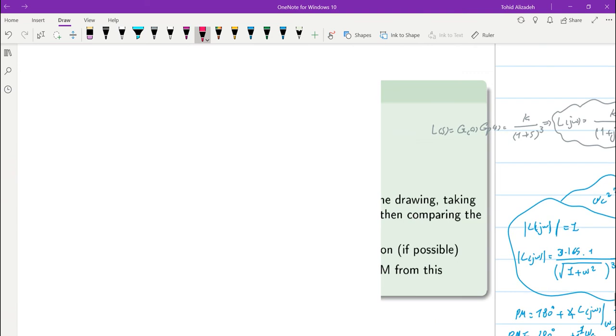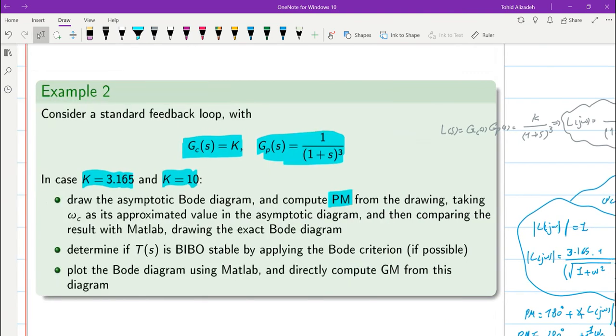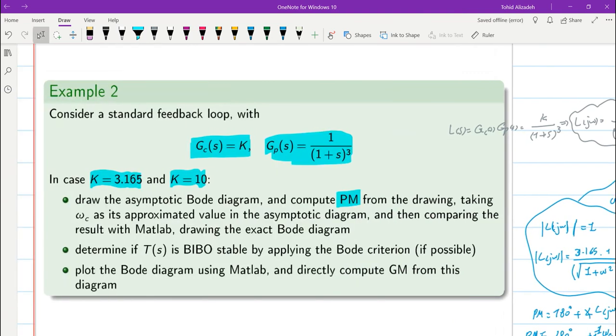Okay, so we are kind of done with this example. We drew the approximate Bode plot. We found the exact one. We determined the stability of the system. In the first case, this closed-loop system will be stable. In the second case, it will be unstable. And we plotted the Bode diagram using Matlab and determined the gain margin using the Bode diagram.